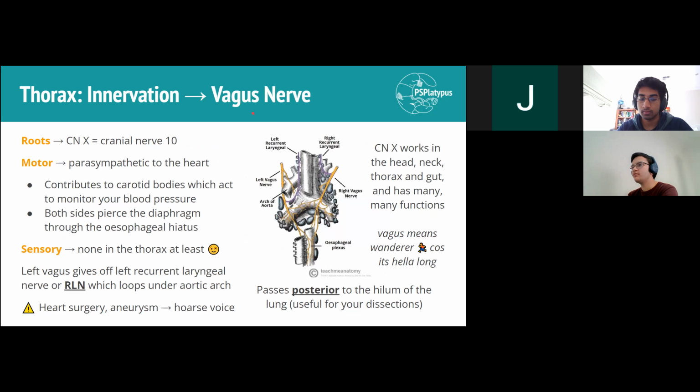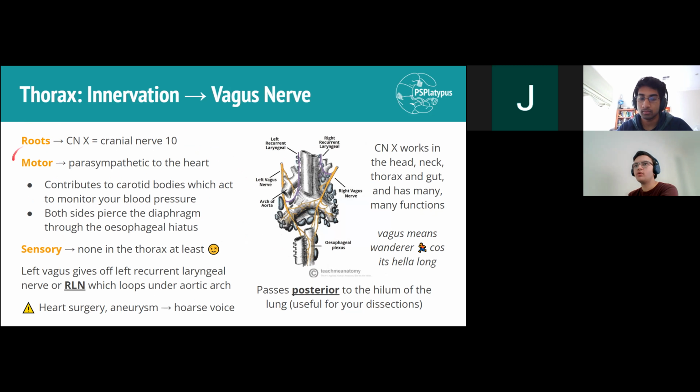So the vagus nerve, and I'll just complete this for completion's sake with the dissections. If you're thinking about the vagus nerve, remember that it'll travel posteriorly to the hilum of the lungs, as opposed to the previous one, which was anterior. Now, in terms of what the vagus nerve is, it's actually a cranial nerve. So this is something you will look into in a lot more detail in terms of its other functions next year in head and neck. It's cranial nerve number 10.